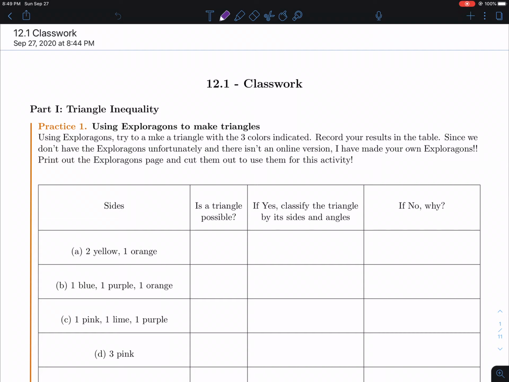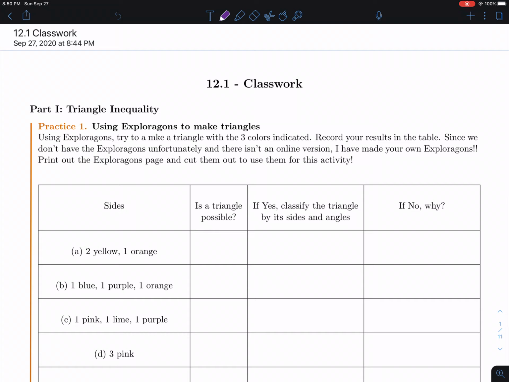This one would be fairly easy to do if we were in class. The goal is there's going to be a lot of discovery stuff, so I'm actually not going to talk a whole lot during this video. There's a lot of stuff for you to try on your own and practice. The activity we were supposed to do today involves these things called exploragons, which allow you to make different types of shapes. For us, we're interested in making triangles.